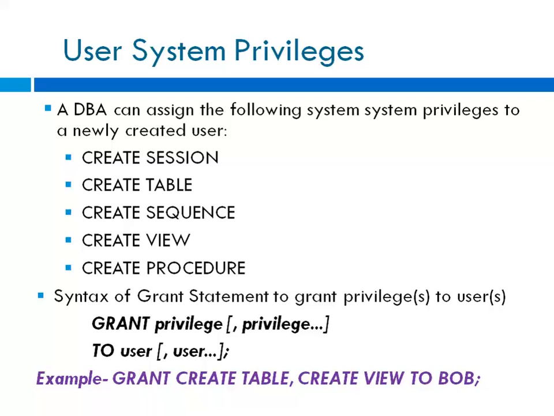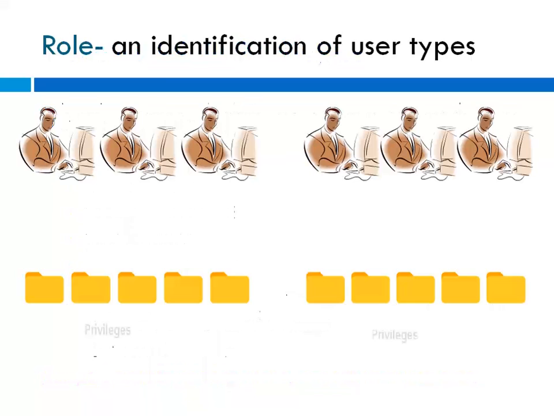The example is given here. We just created the username Bob in the previous example, so here the create table user system privilege and create view user system privilege are granted to Bob. So Bob is the username, and create table and create view are the privileges which are granted to this user.